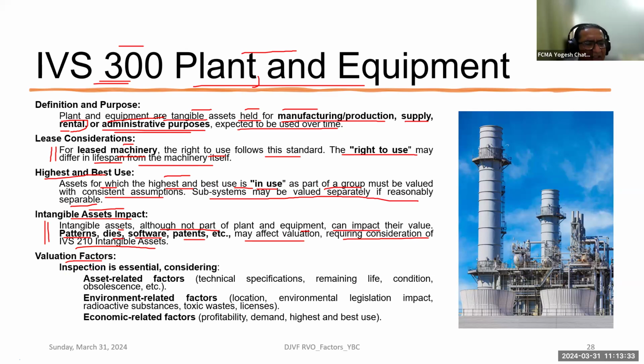And these are the evaluation factors. Inspection is essential. A physical verification of plant and machinery is a regulatory, statutory requirement, as we all are aware. Inspection is essential, considering asset related factors. The asset related factors will include technical specification and the remaining life of the asset. It is very important to understand the remaining life of the machine we are talking about. That is not as per the financial statement. That is as per the independent estimate of the valuer.